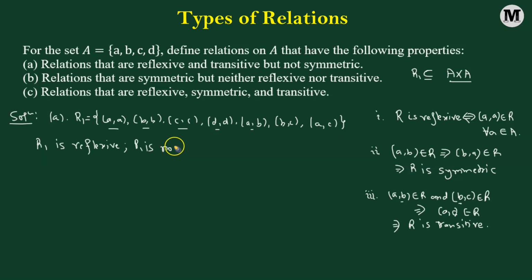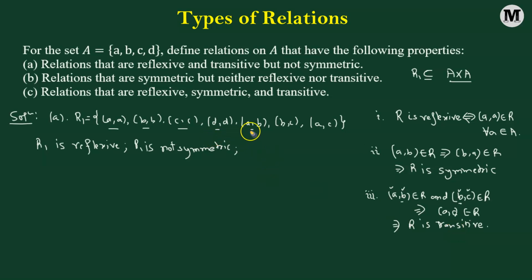So R1 is not symmetric. This is not a symmetric relation. Then coming to transitivity. Transitivity means if we take two ordered pairs, and we have to be very careful how we choose the ordered pairs. The second element of the first ordered pair and the first element of the second ordered pair must always match. Then we can say that the ordered pair formed by the remaining two elements, the first element of the first ordered pair and the second element of the second ordered pair, must belong to the relation R. Then it becomes transitive.